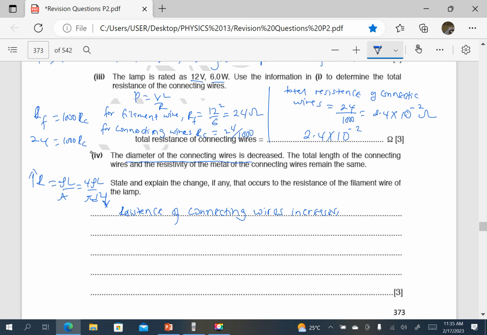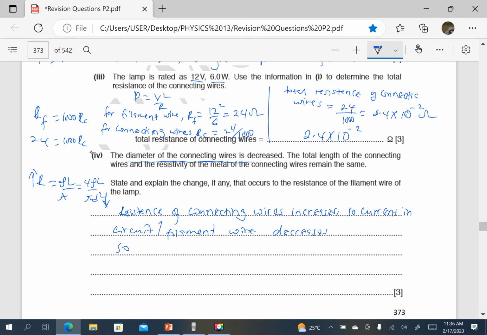If the resistance increases, what happens to the current flowing in the circuit? The current in the circuit, or in the filament wire, decreases, because the current is the same throughout. And if the current in the filament wire decreases, the PD across the filament wire decreases. So if the PD across the filament wire decreases, since the PD across the connecting wires increases, it means the resistance of the filament wire decreases.